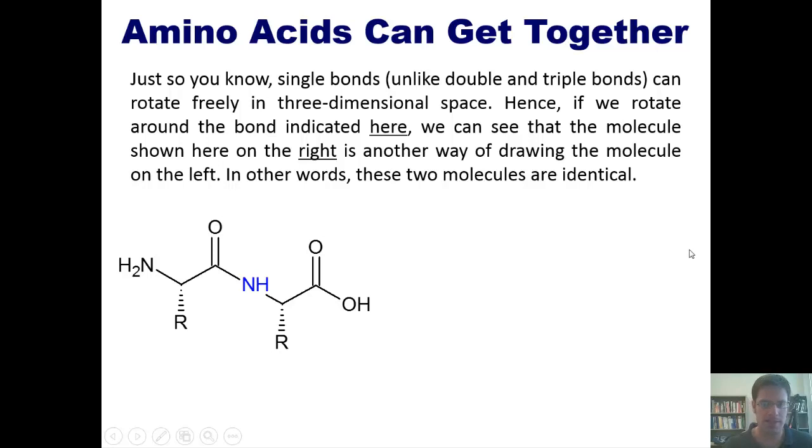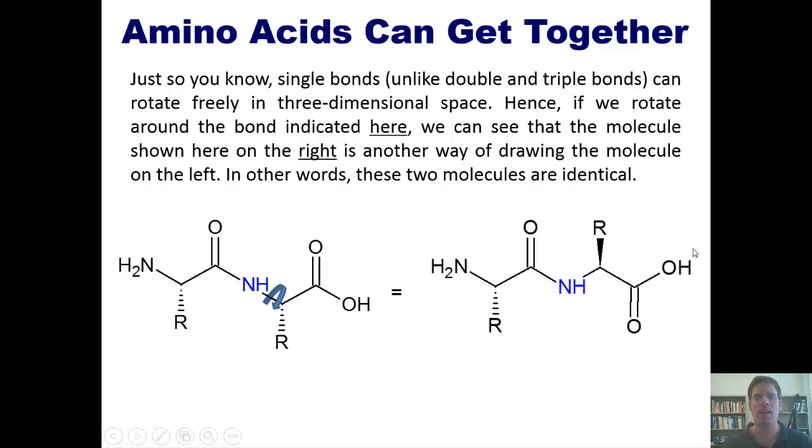Just so you know, single bonds, unlike double and triple bonds, can rotate freely in three-dimensional space. Hence, if we rotate around the bond shown right here, we can see that this molecule right here could be redrawn as the molecule shown here to the right. These two molecules are exactly the same. You'll notice that, once again, if I just rotate around this, that will end up poking this oxygen down, and this group, which is pointing three-dimensionally away from us, will end up poking three-dimensionally towards us after I do the rotation. Hopefully you're okay with that. Anyway, at this point I want you to keep this in mind as we go on to the next slide.